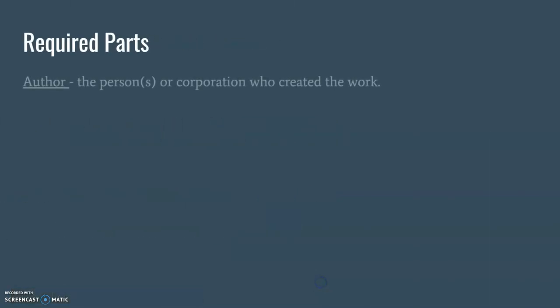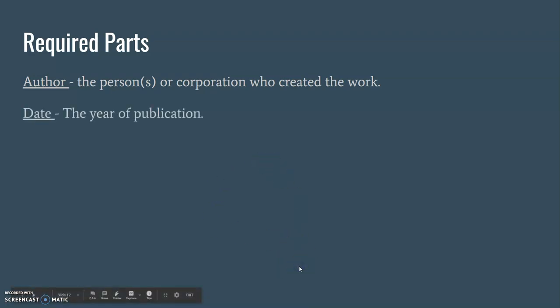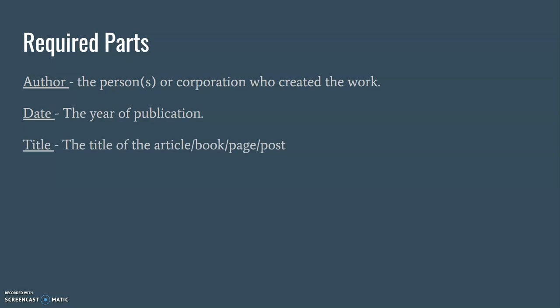So the required parts. The first required part is the author. So this is the person or persons or corporation who created the work. The next is the date, the year of publication, usually the year, but sometimes it can be a full date. The title, this is the title of the article, the title of the book, the title of the web page, the title of the blog post, the title of the work.